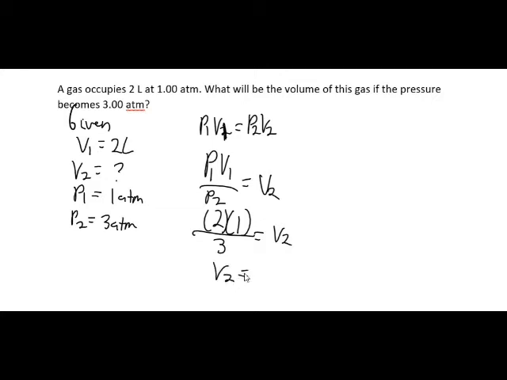So 2 times 1, 2 divided by 3, that's 0.66 liter. And that would be our final answer.